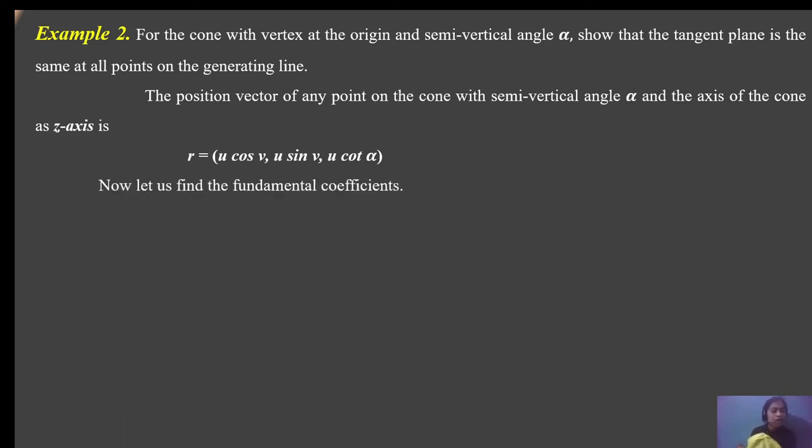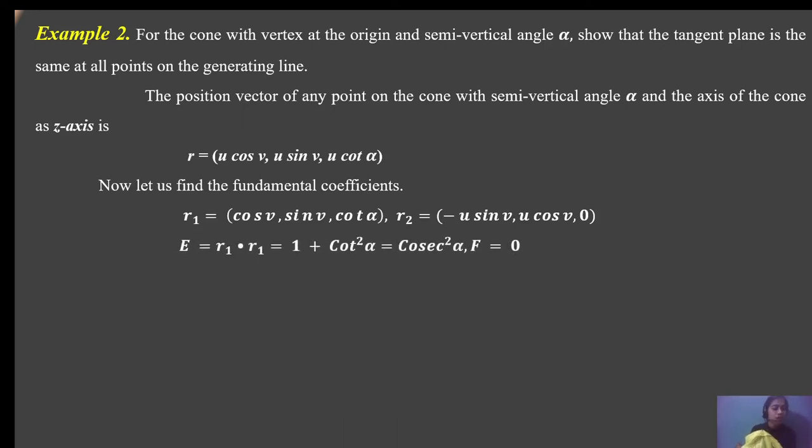Okay, now let us find the fundamental coefficients. How do we get the fundamental coefficients? You know that r1 and r2 are: r1 equals cos v, sin v and cot alpha, and r2 equals minus u sin v, u cos v and 0. Okay, then E equals r1 dot r1, which is 1 plus cot square alpha, considered as cosec square alpha. You know that the basic formula is given in terms of sine, cos and cot forms.